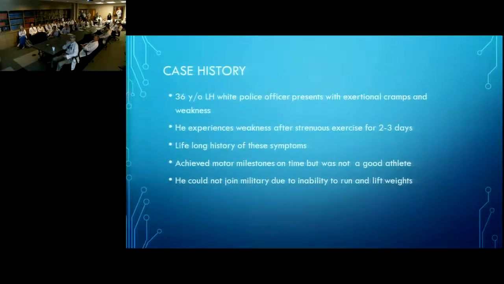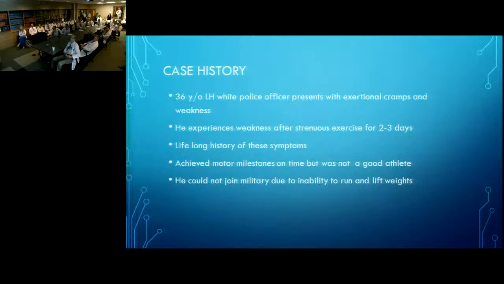A 36-year-old left-handed white police officer presents with exertional cramps and weakness of lifelong duration. He basically had these symptoms all his life, and he was never a good athlete. Any activity that required intense effort for a brief duration, or even a low level of intense activity, was impossible for him to do.